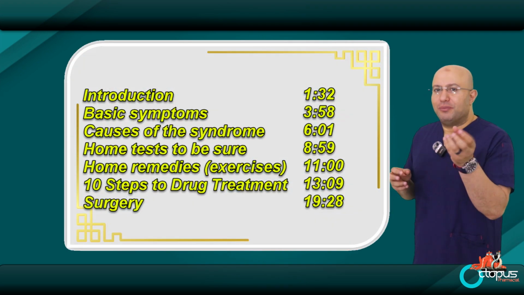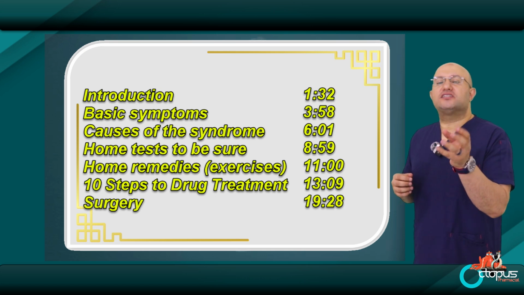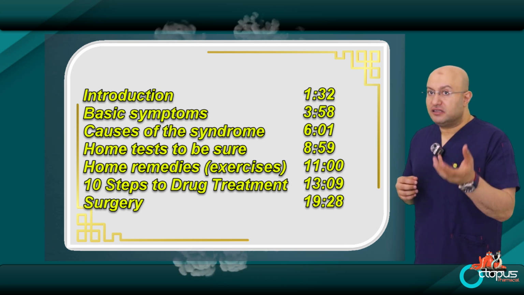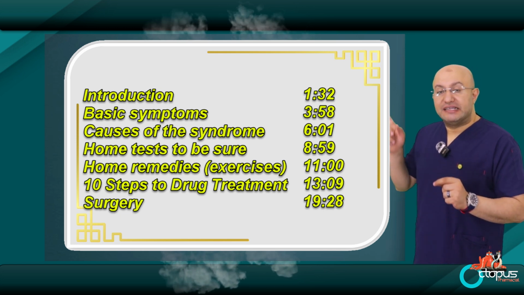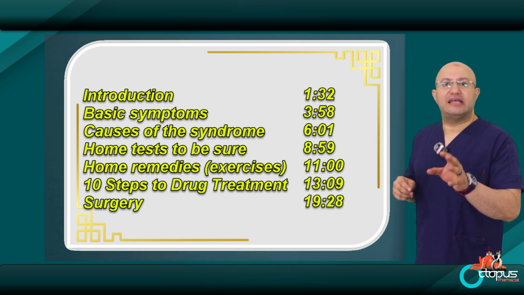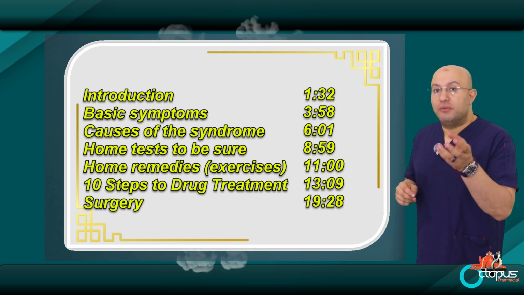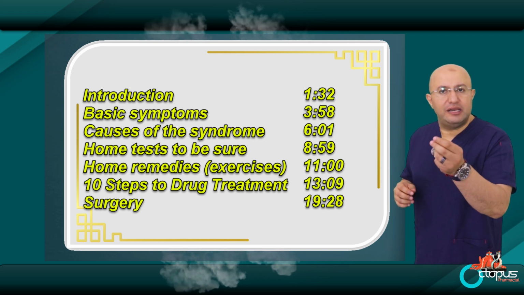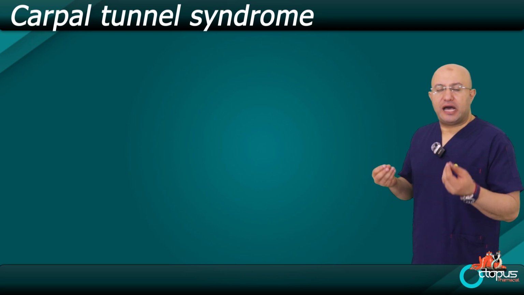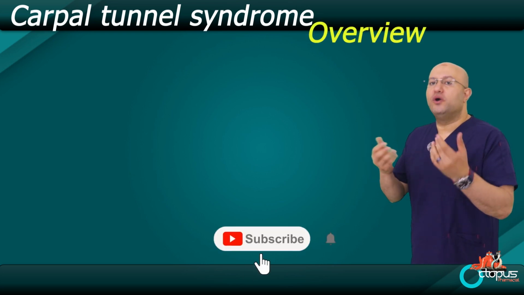Today's episode will be slightly longer due to the presence of crucial details. Below are the key topics covered in this episode. If you are interested in a specific section, you may skip ahead to the relevant part. However, if you wish to gain a comprehensive understanding of this syndrome, I encourage you to watch the entire episode from start to finish. Anatomy and function of the wrist and hand.